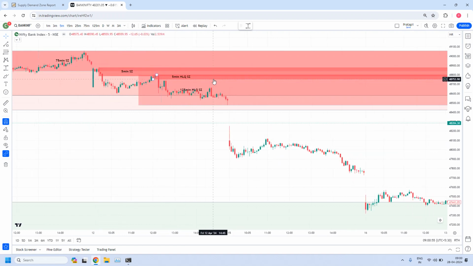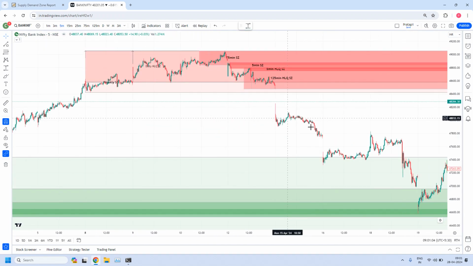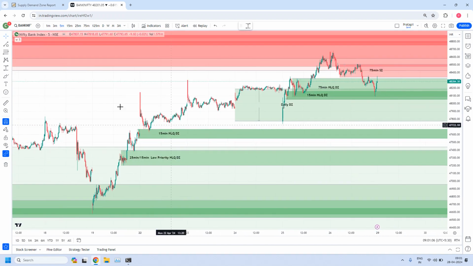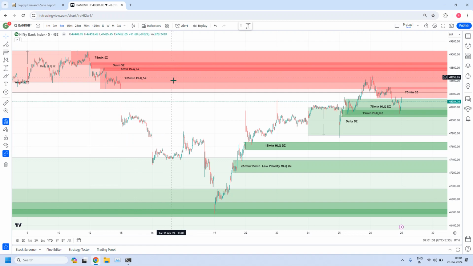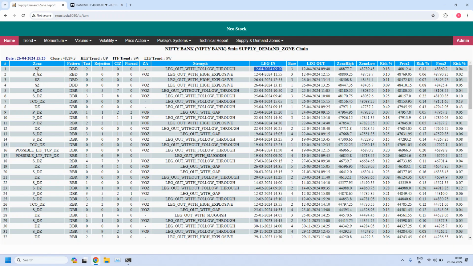That means your entry is here, but your stop loss is here on the top of that. This is the entry and this is the stop loss. So only these are the 2 high supply zones.